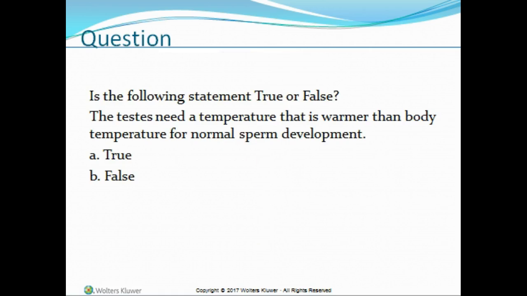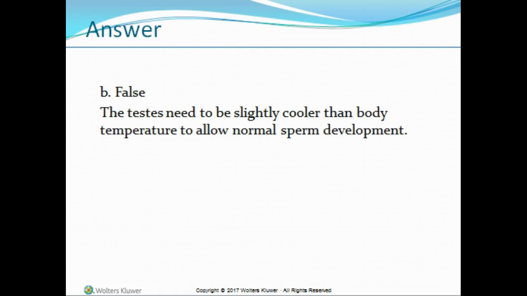Moving on. Question, true or false? The testes need a temperature that is warmer than body temperature for normal sperm development. True or false? Of course, the answer is false. The testes need to be slightly cooler than body temperature to allow normal sperm development.